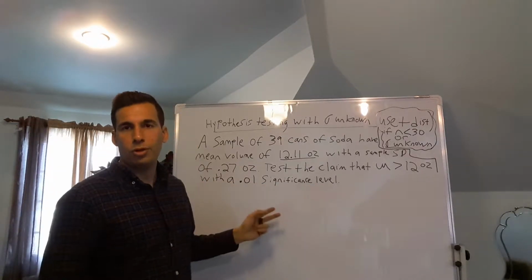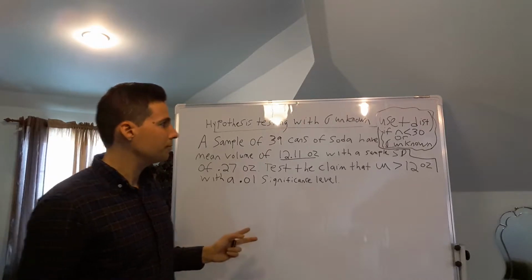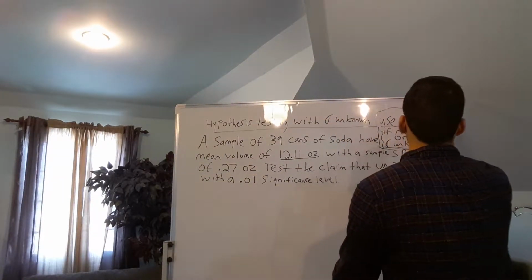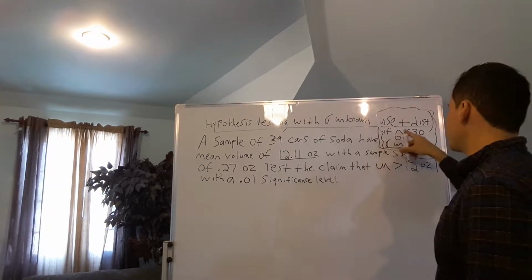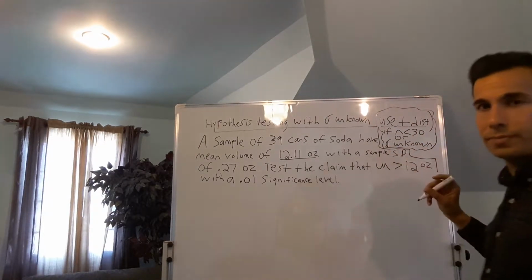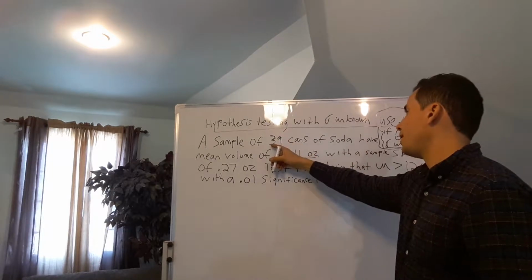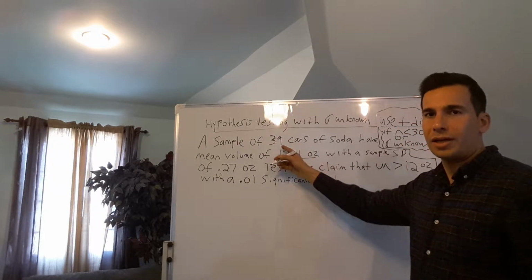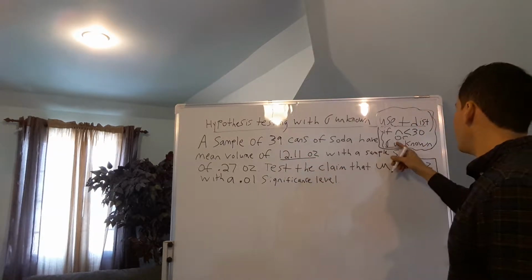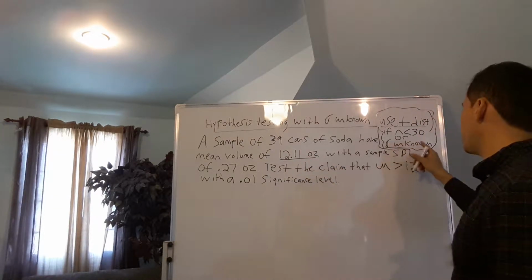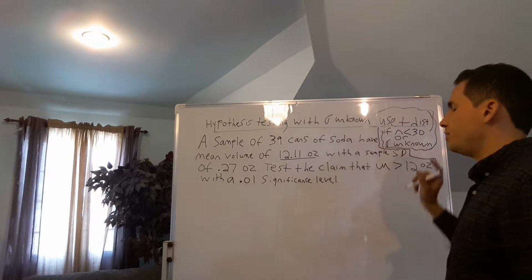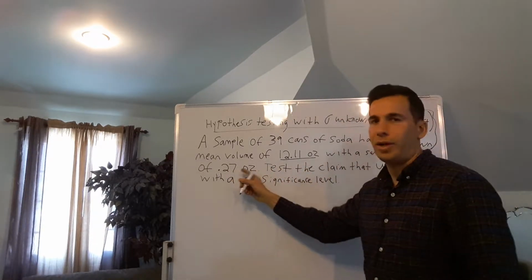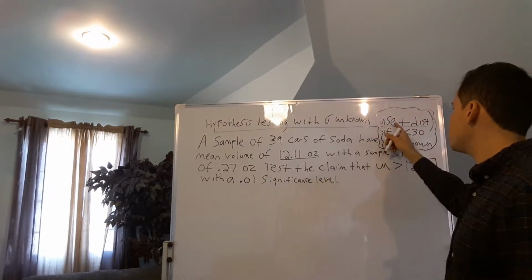So in this problem, we're going to use the t-distribution, because you use this distribution either when n is small, which is less than 30. In this case our sample size is 39, so we're not going to say it's small. Or when the population standard deviation is unknown, which is what we have in this problem. We only have the sample standard deviation at 0.27, so we're going to have to use the t-distribution.